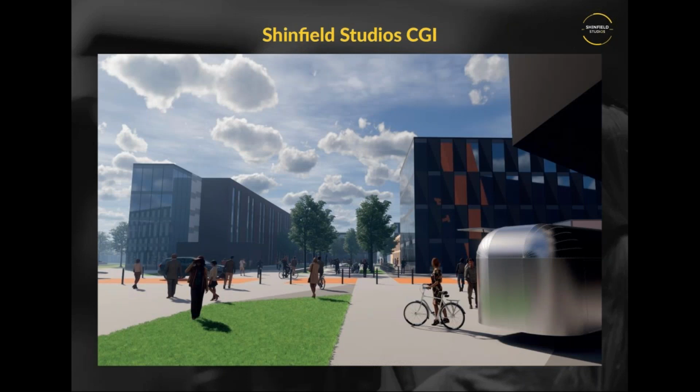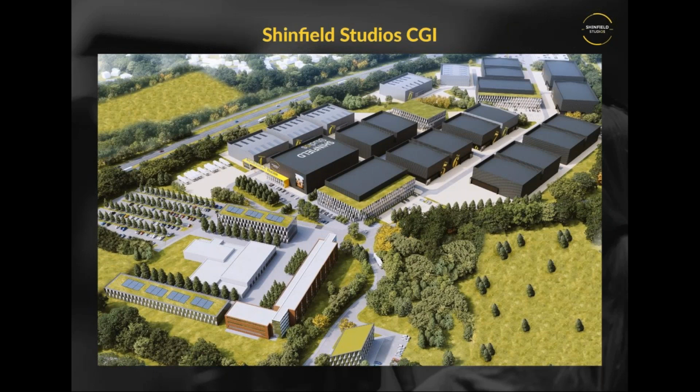So there's a CGI that shows you the building on the left is the current Gateway 1 building. And again, it just shows you a slightly different view of the buildings, but from ground level. And moving on then to the next image, it just shows you from the other side away from the M4, but again, an overview of the studios once they're built out.